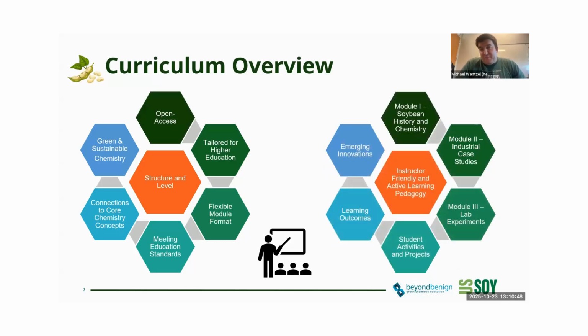So what we have are three modules. The first one's more of a background in history. The second one's the case studies, which we'll highlight today a little bit more. And the third one's actually a lab experiment that folks will be able to do too. We have the learning outcomes. It shows emerging innovations, really cutting edge things that are going on using chemistry within the soybean industry.